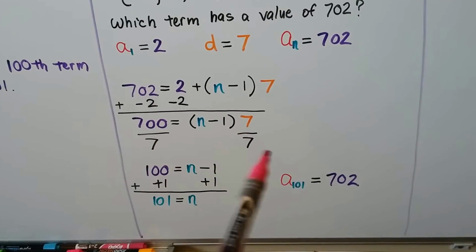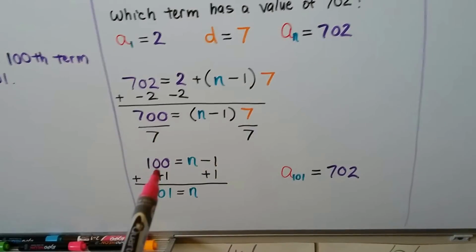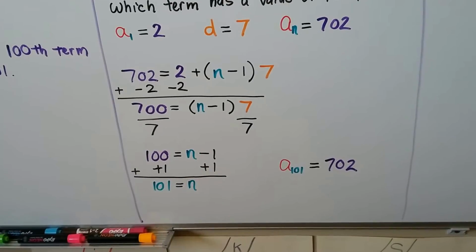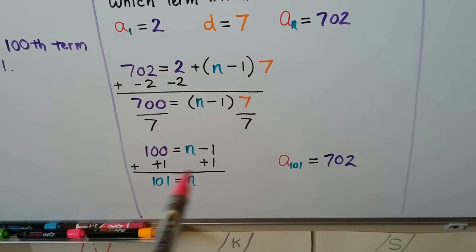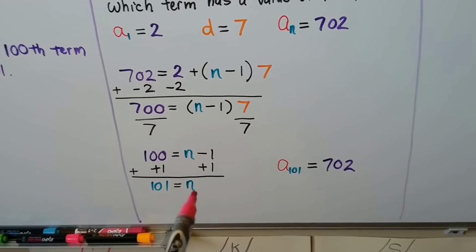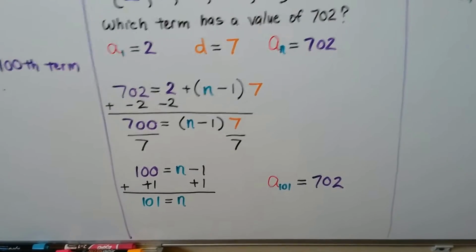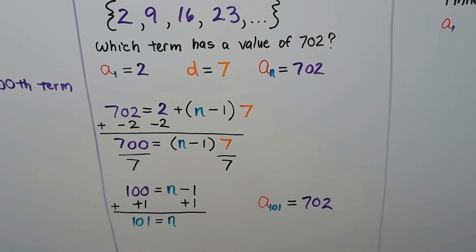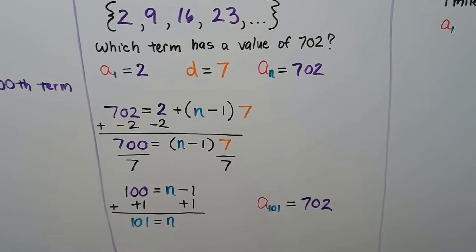We can divide both sides of the equal sign by 7 and get 100 equals n minus 1. We can add 1 to get rid of that 1 and solve for n. We get 101 equals n. See? So a sub 101 is equal to 702.